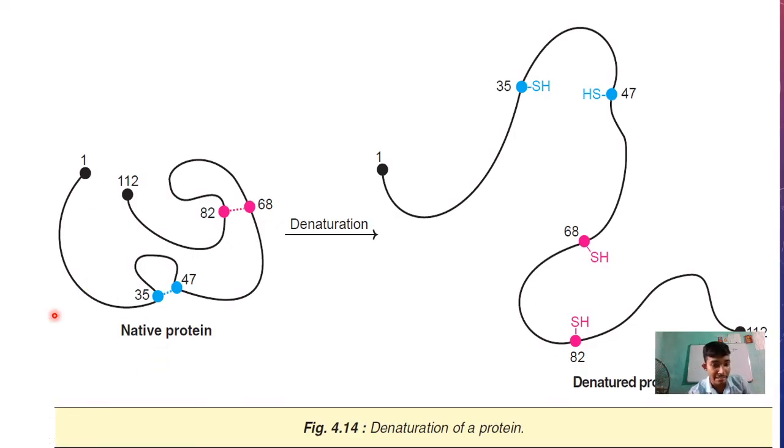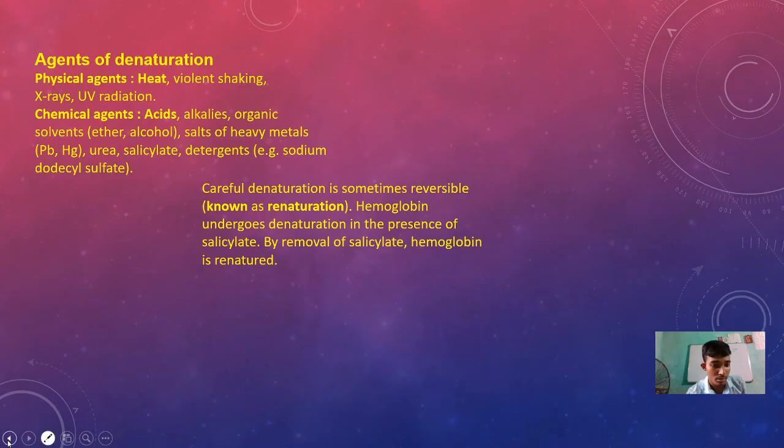You can see this is the native protein that gets a unique structure by using bonds. After denaturation, it loses its unique structure, and here you can see that the bond has been broken. This is called a denatured protein, and this type of action is called denaturation.